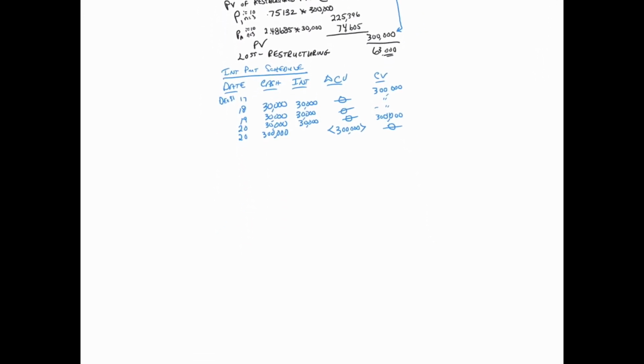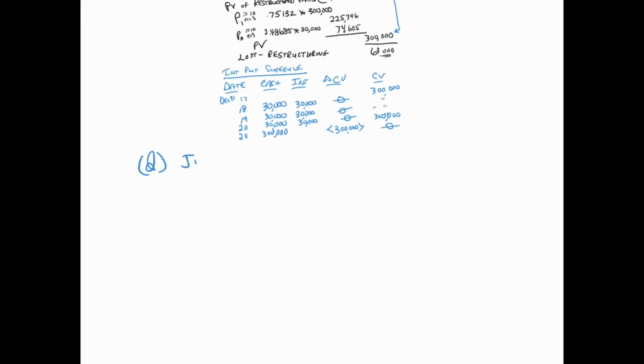In D, we're going to do journal entries for Jaeger, and Jaeger is the lender. I'm sorry, this is for Crocker. For Crocker, D, Crocker, borrower, journal entries.